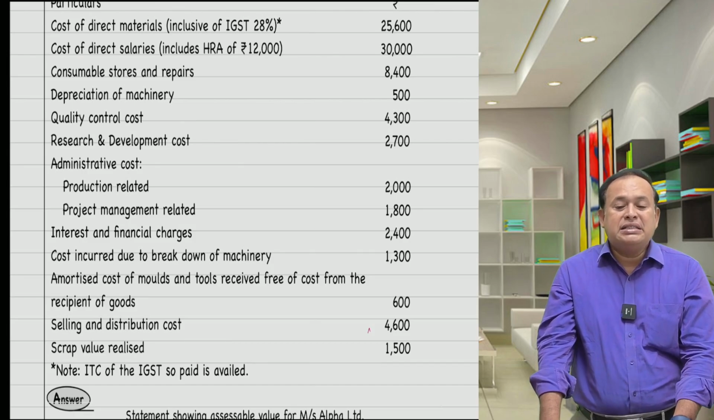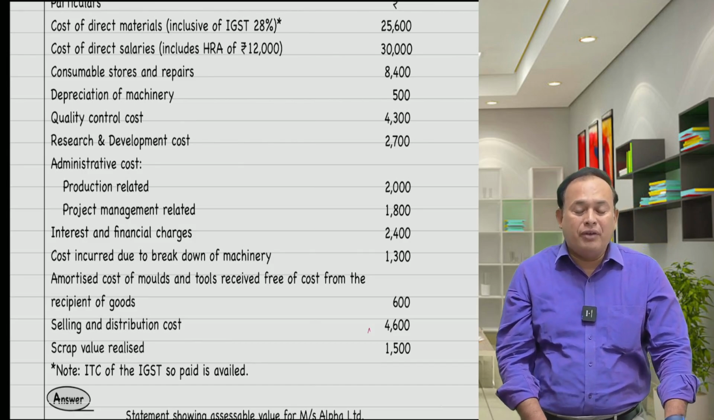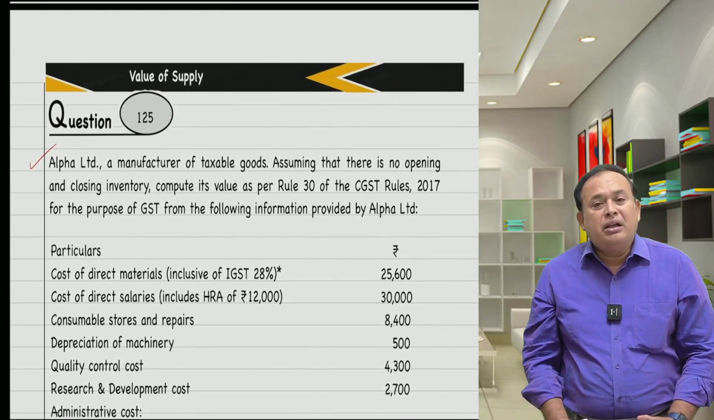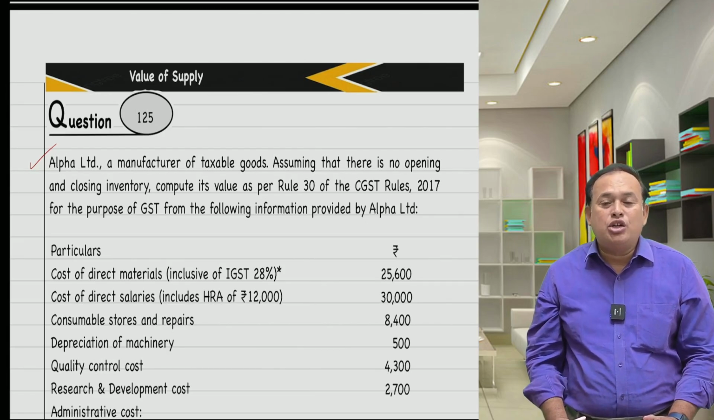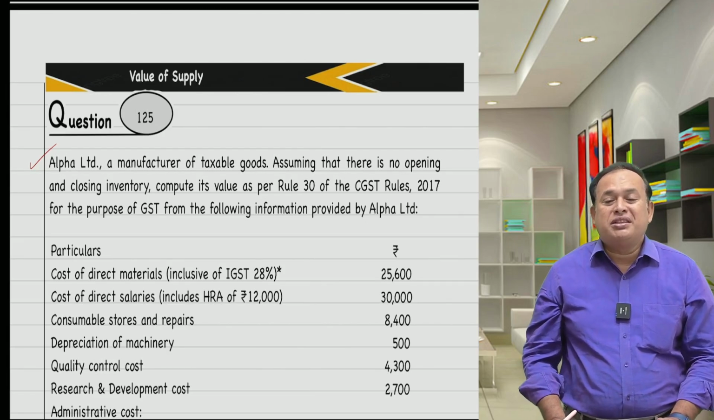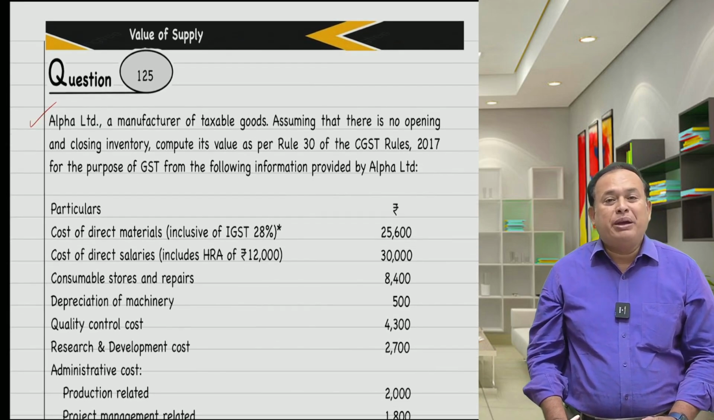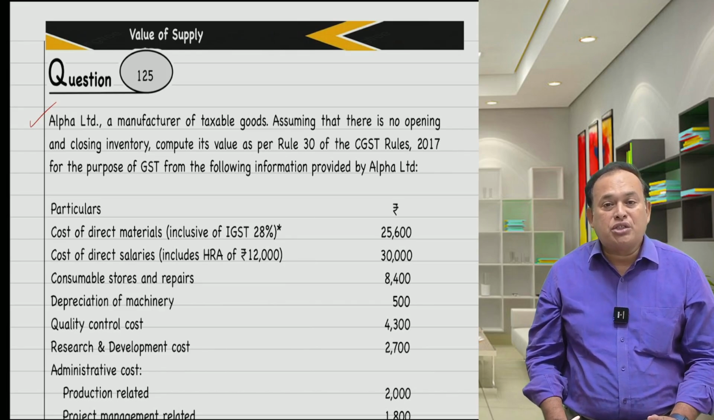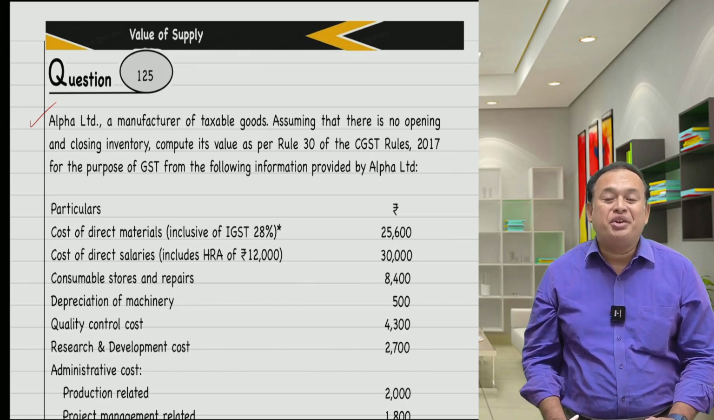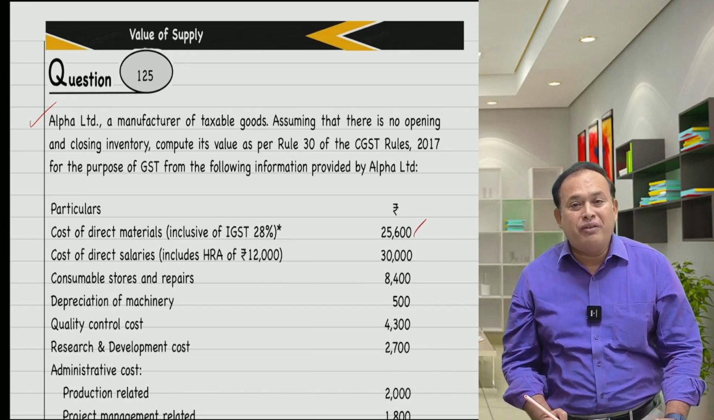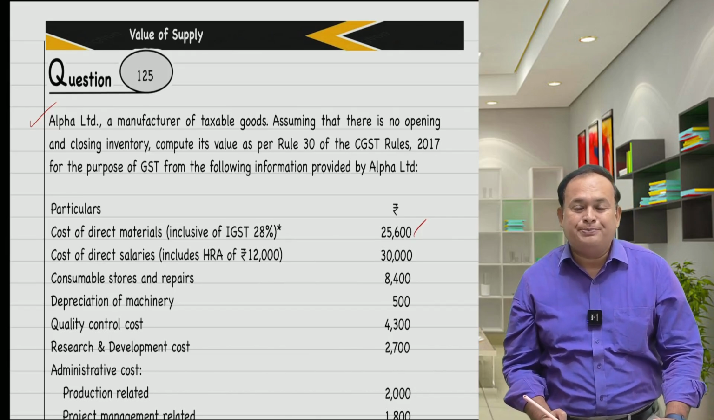Note, ITC of IGST so paid is available, meaning thereby any GST or any tax paid with the intention to recover in a future period of time does not form part of the cost. Sir, in that case, GST paid on inward supply qualifying for ITC should not form part of the cost of purchases. How to pass the journal entry in the books of the recipient of the goods who wants to avail the input tax credit on such inward supply?